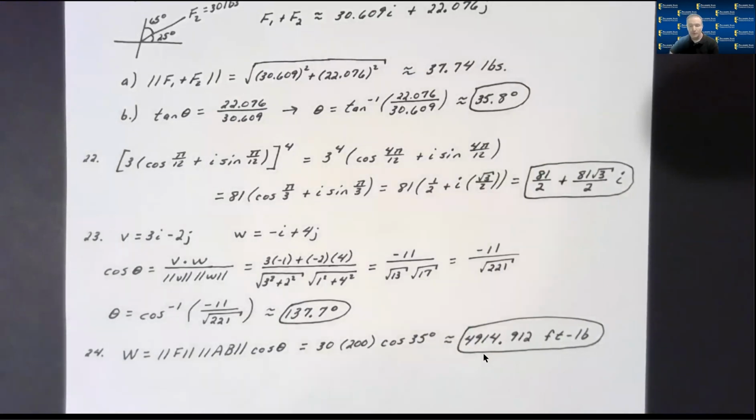This was moved a distance of 200 feet and the force was in pounds. So your final answer is the work is 4,914.912 foot-pounds. And also, please make sure any degree answer has the degree sign. Otherwise, it's implied to be radians, which would be wrong. I don't want you to miss cheap points by not putting units whenever they need to be there.